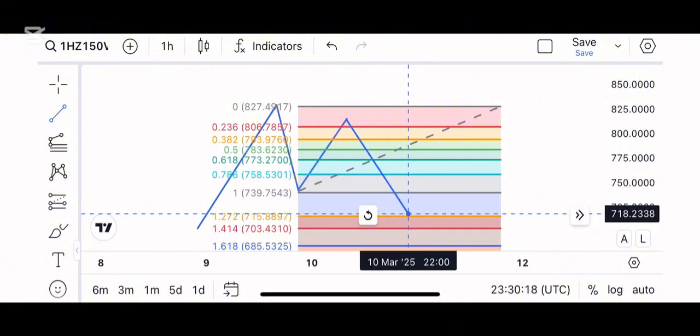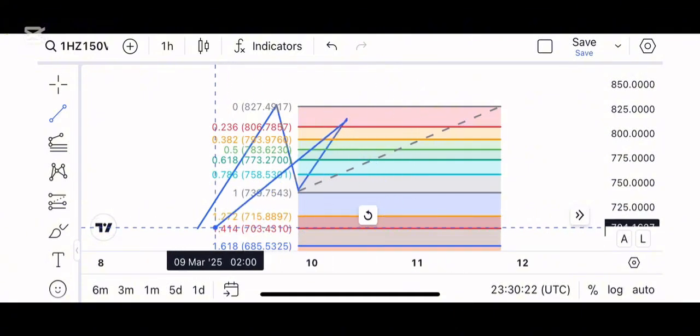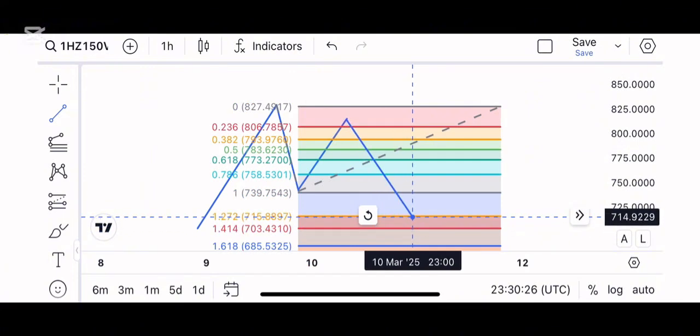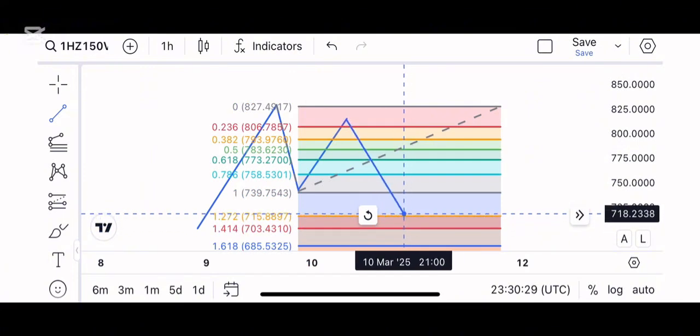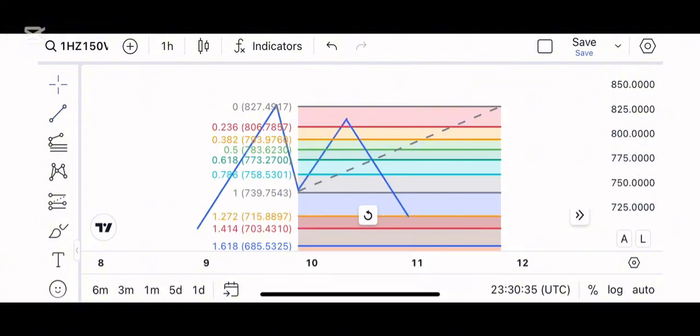Now you want price to touch this point, but not to close below this first leg here. You don't want it to close below the first leg, but you want it to touch the 1.272 Fibonacci. Okay, so I'm going to drop it there somewhere around. Okay, good. So you can see what price has been able to achieve.